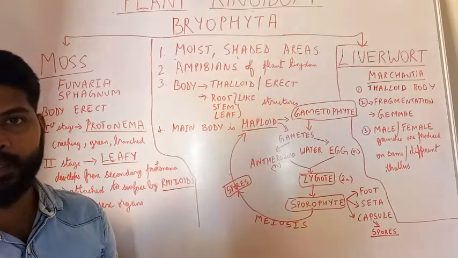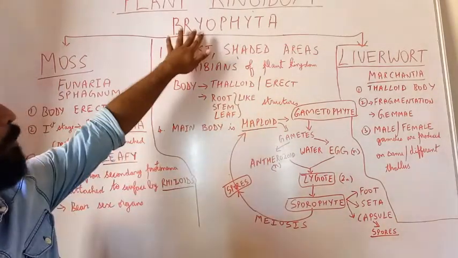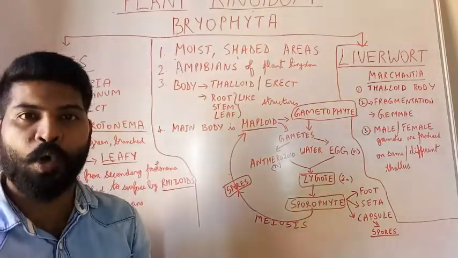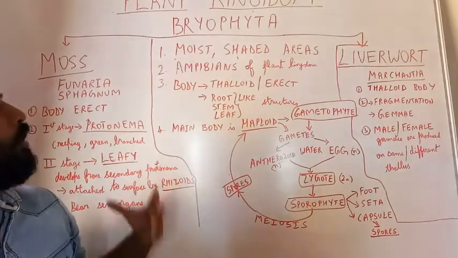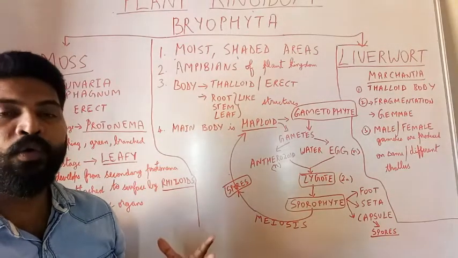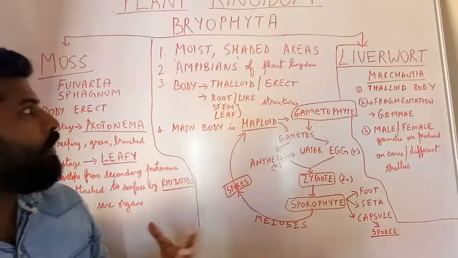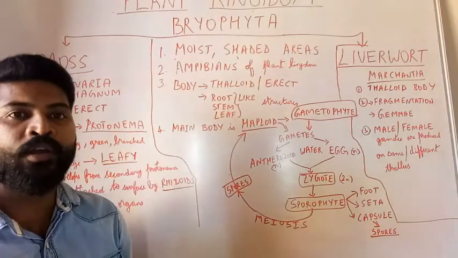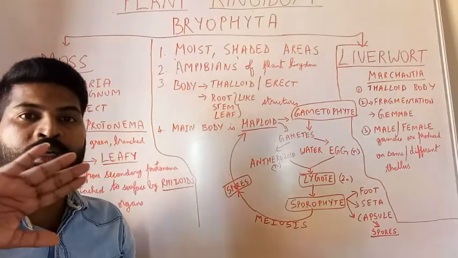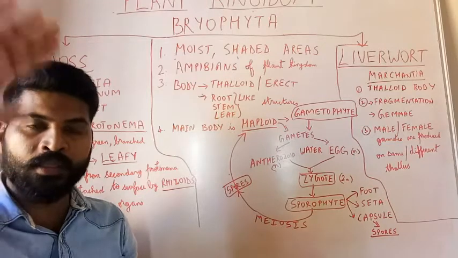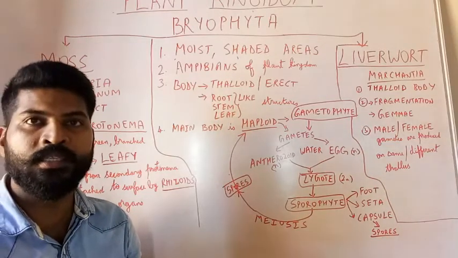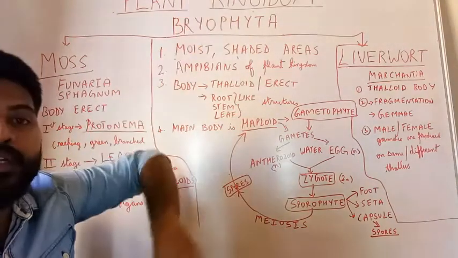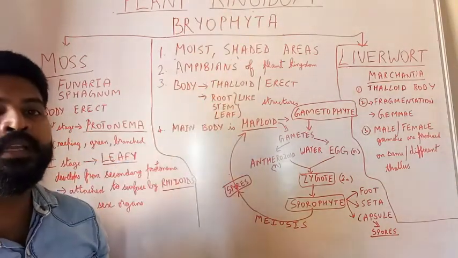The group under kingdom Plantae called Bryophyta is commonly known as moss. The Bryophyta are found mostly in moist and shaded areas. So you can find them on the trunks or bark of old trees. They could also be found growing on concrete walls, especially during rainy season.